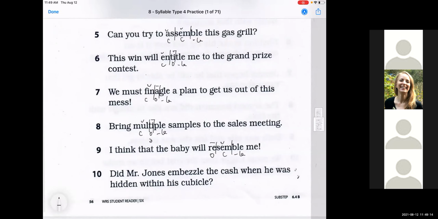Sample. Resemble. No, number 8. Go back to number 8, after the word multiple. Multiple, after sample. Does that follow? Even though there's the S, it still has the consonant LE. Oh, yeah. Okay. That's good.